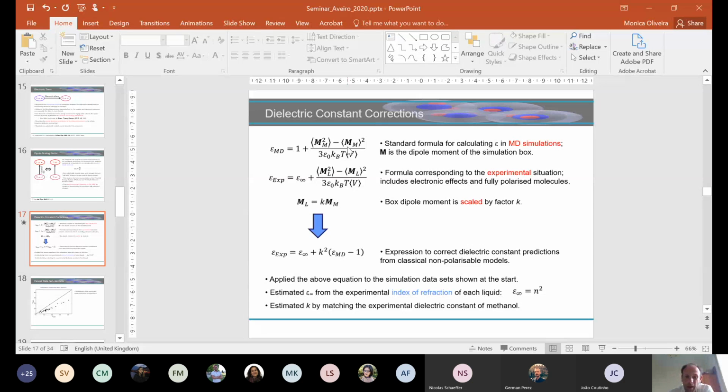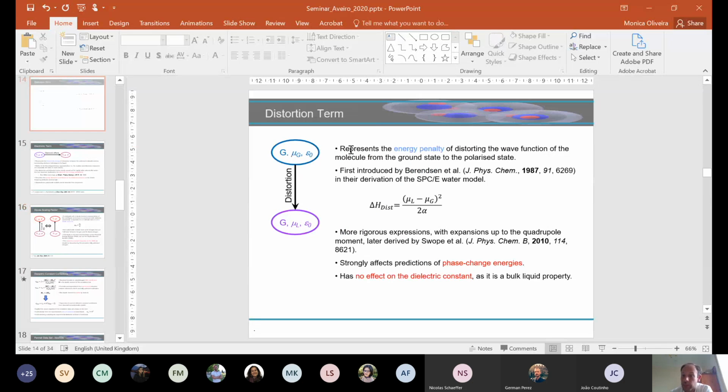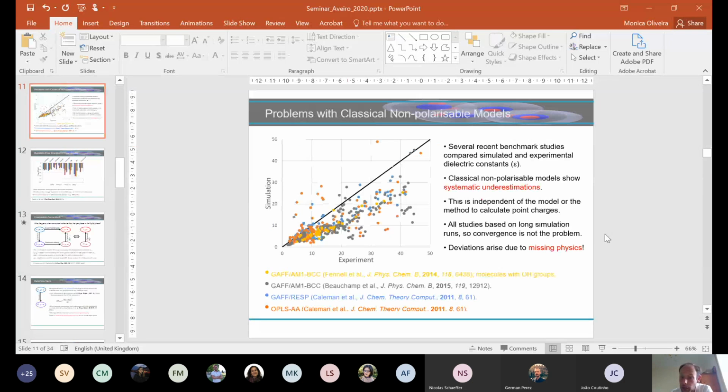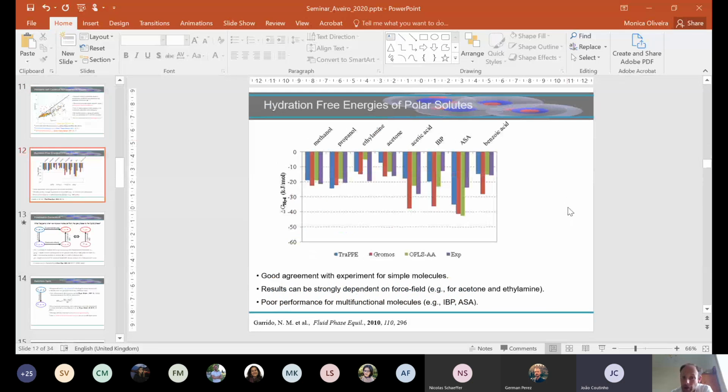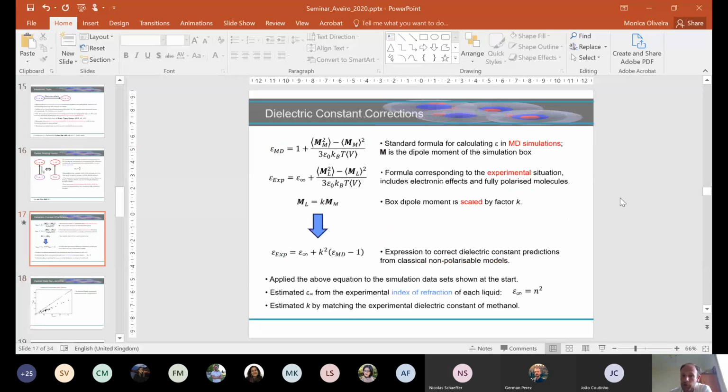Typically all these calculations that I showed you before have been based on very long simulations of tens of nanoseconds, even up to sometimes 100 nanoseconds, which are very long and very difficult to achieve with a conventional polarizable model for a very large range of systems. So again, you actually need to use the classical models to get a converged value of the dielectric constant, but then you get it wrong because you don't have the physics.